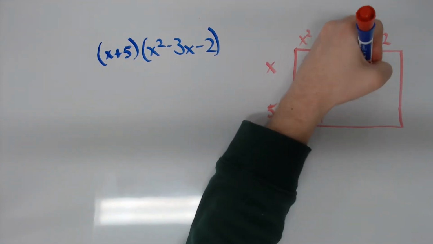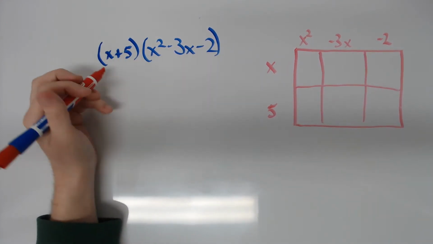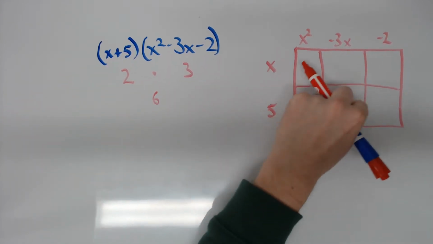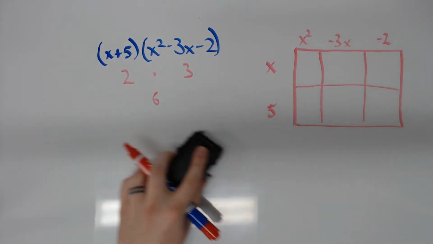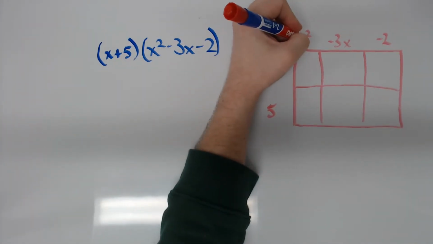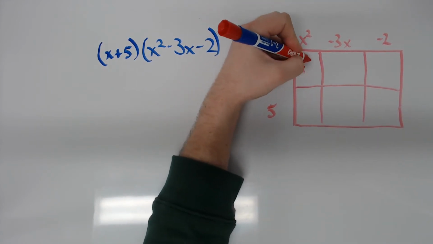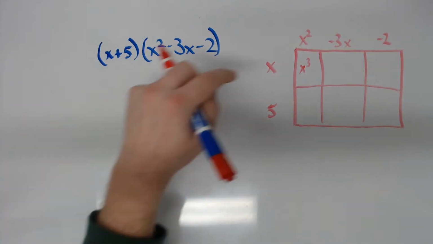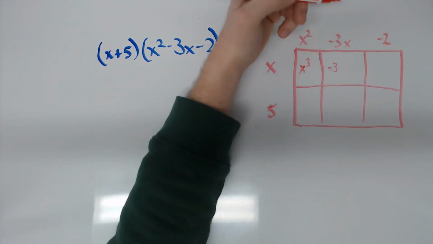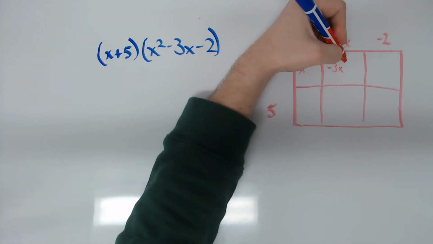So each of those terms splits the box into its own section. Since I have a binomial, 2 terms, and a trinomial, 3 terms, I'm going to have 6 total sections of my box. X times x squared is going to be a total of 3 x's multiplied together, so my new exponent is going to be x cubed. Negative 3x times x. Nothing changes the negative 3 here, but now I have 2 x's multiplied together. So that's an exponent of 2.